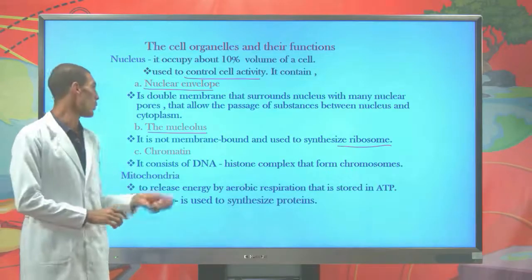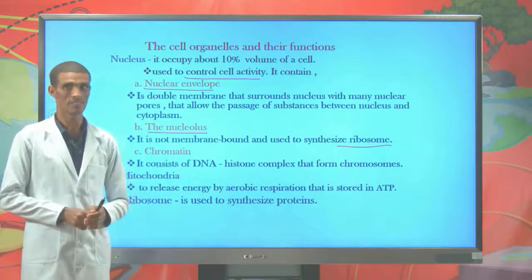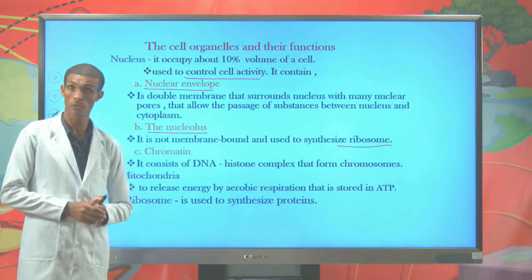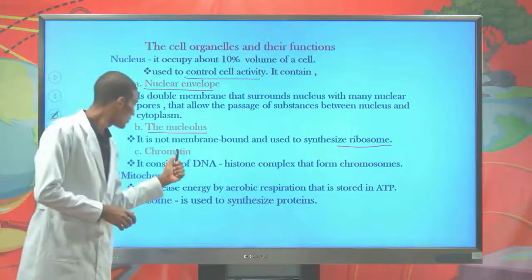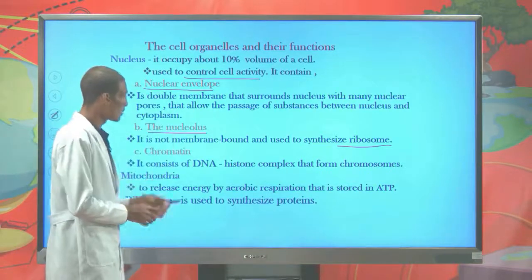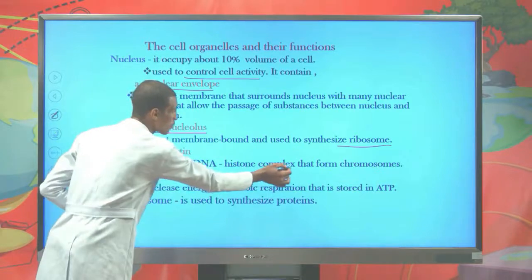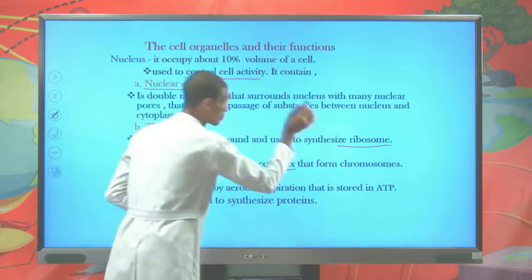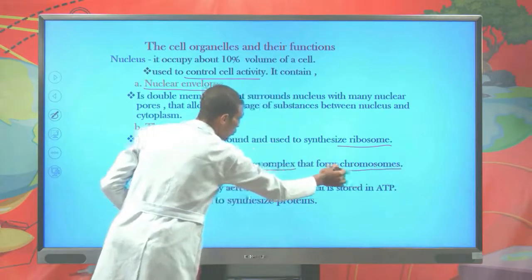Well done. When the cell is not ready for division, and is not stained and visible under a microscope, it is said to be chromatin. Chromatin, which is a part of the nucleus, is made from DNA-histone complex. When they are ready for division, they come together to form a chromosome.